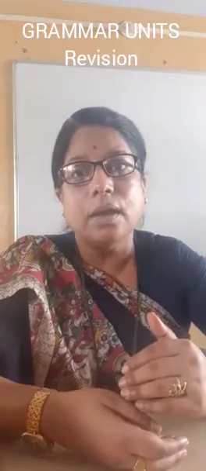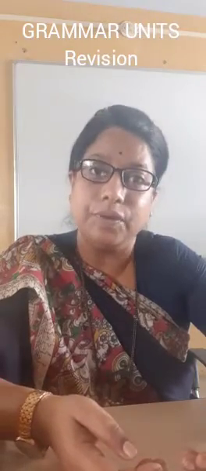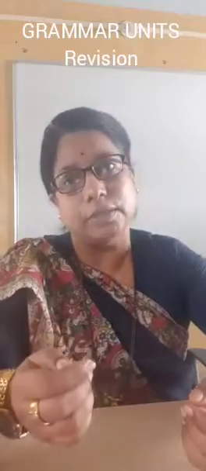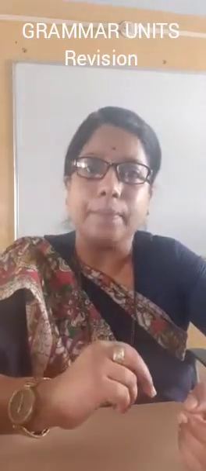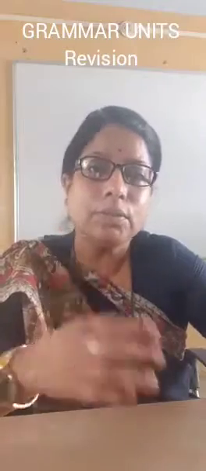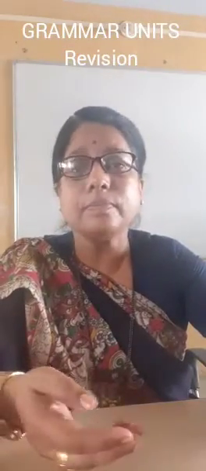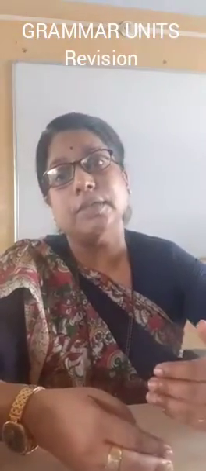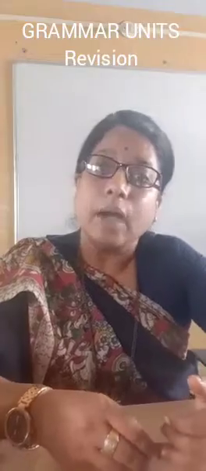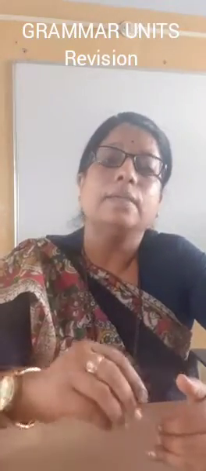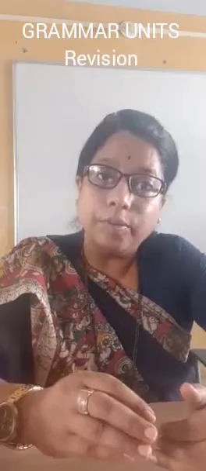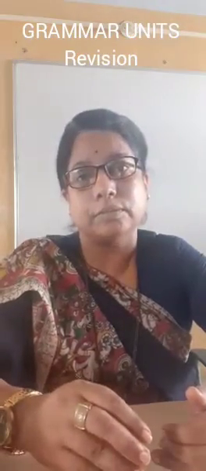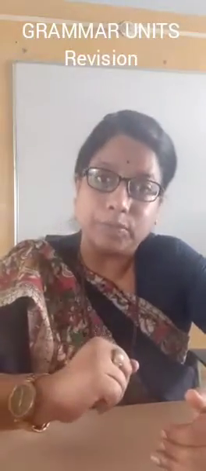What is a phrase? A group of words is known as a phrase. For example, girl is a word, but a girl is a phrase. There are two words. Okay, a tall girl, three words, it's a phrase. So afterwards we studied the phrases. And how many types of phrases are there? There are noun phrases, verb phrases, adjective phrases, adverb phrases, and prepositional phrases. There are 5 types of phrases.